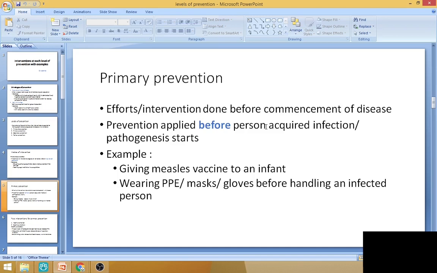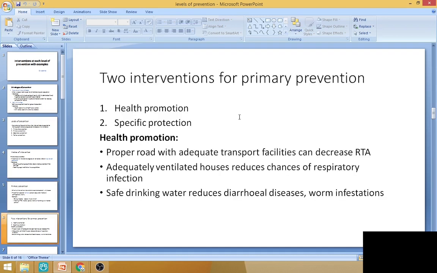You have taken the vaccine to prevent the occurrence of the disease, but the risk factor is already there. That is why it is the primary level of prevention. So you can be asked in viva, vaccination is which level of prevention? Your answer should be primary. I hope everyone is clear. Let's go to the next one.